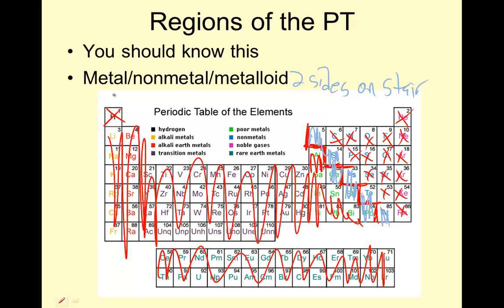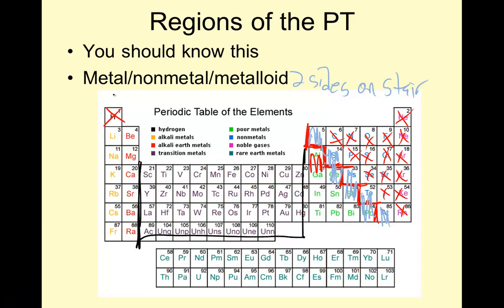Okay. And then there was another group that you should know. These are your transition metals. So the D block are the transition metals. See, labeled here, transition metals. And the F block actually has two different names. This is the lanthanide series. And the series goes across. And this is the actinide series.